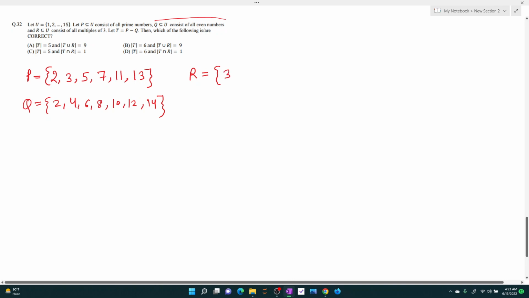So multiples of 3 are like 3, 6, 9, 12, 15, right? That's all. So given the value of T is nothing but P minus Q, right? If you know the subtraction, that simply means all those elements which belong to P and should not belong to Q, right? Must be in P but not in Q. So let me find such elements.